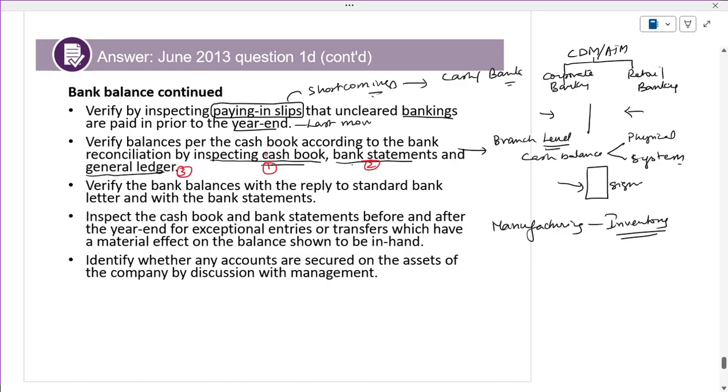Revise this once it is over. Okay, revise this. Write this. Verify bank balance with reply to the standard bank letter with the bank statement.